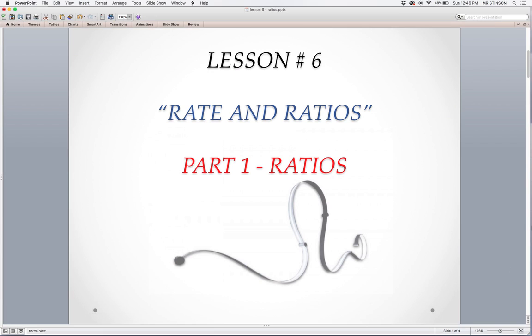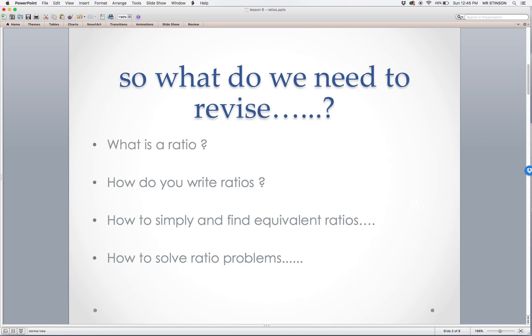So let's have a look at our new topic and what we're doing today. The topic we're going to be looking at is rates and ratios. Today's video and the next one are going to cover part 1, ratios. So what do we need to revise? Firstly, what is a ratio? Secondly, how do we write ratios? Third, how to simplify and find equivalent ratios. And lastly, how to solve ratio problems.